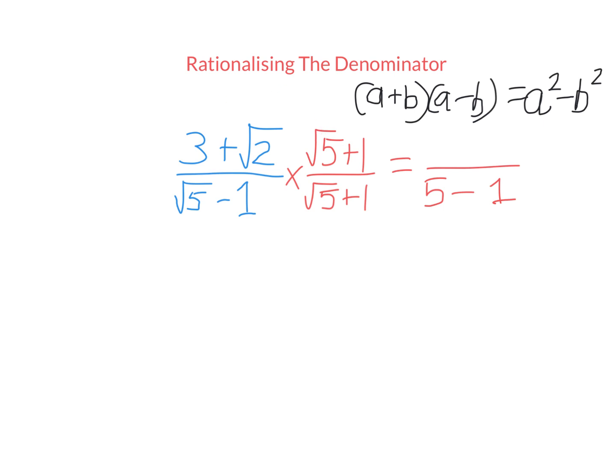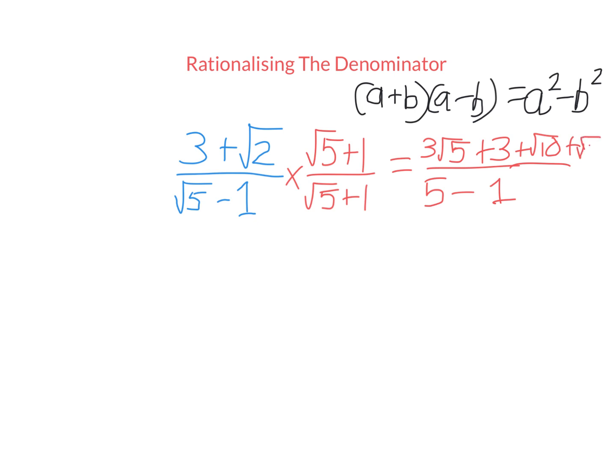So we go 3 times root 5 is, of course, 3 root 5. Then we go 3 times 1 is just 3. Root 2 times root 5 is, of course, root 10. And then lastly, root 2 times 1 is just root 2.